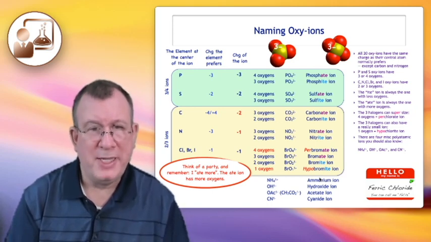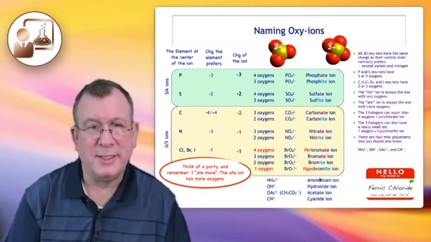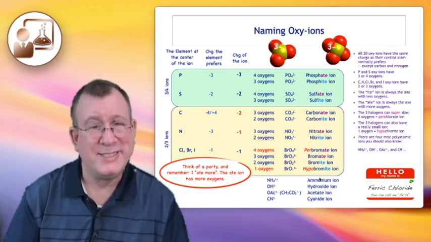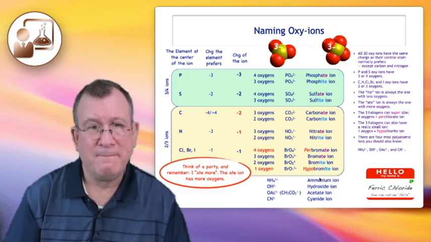Anyway, the biggest one is the bromate ion. And bigger than the biggest is the supersized one, the perbromate. And you can have smaller than the smallest. The smallest one is the bromite ion, BrO2 1 minus. But you can have Br with a single oxygen 1 minus.